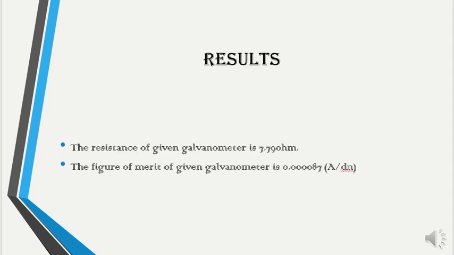So by doing this experiment, we got the result. The resistance of the galvanometer is 7.7 ohm, and the figure of merit of the galvanometer is 0.00087 ampere per division. For performing this experiment, we need some precautions.